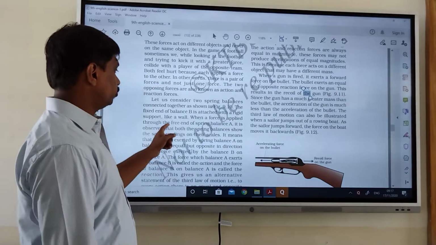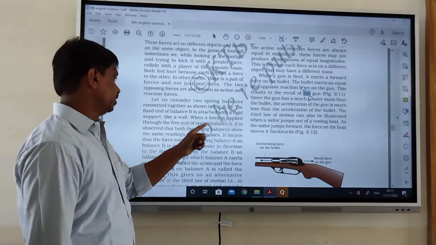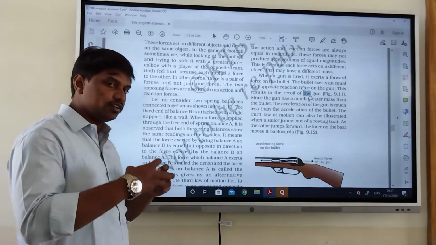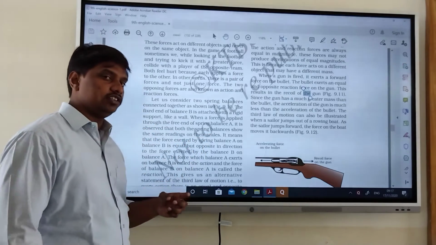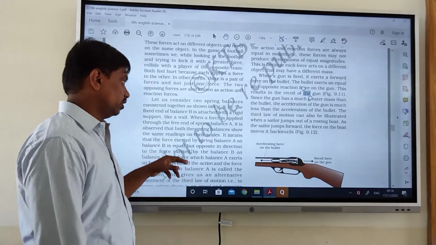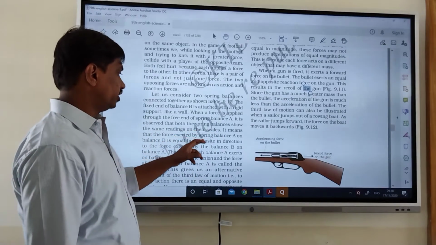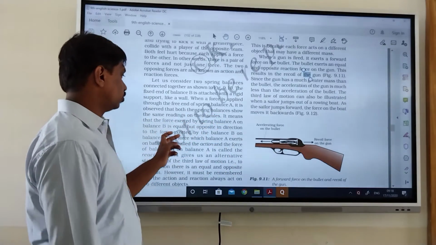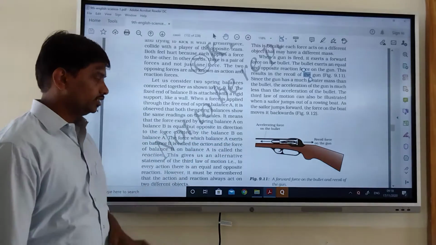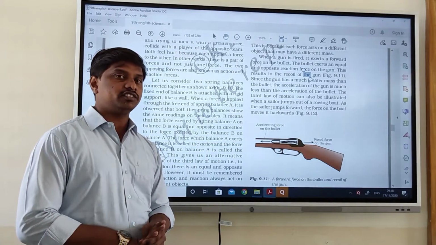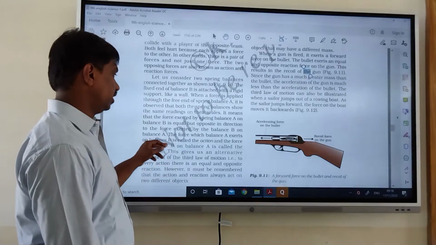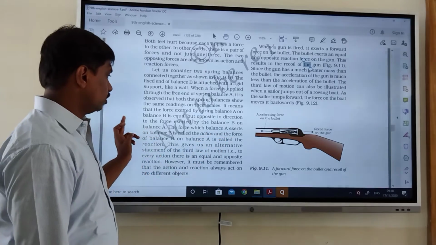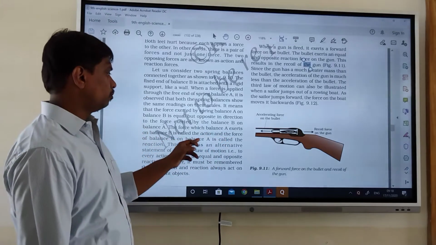When a force is applied through the free end of spring balance A, it is observed that both spring balances show the same readings on their scales. It means that the force exerted by spring balance A on balance B is equal but opposite in direction to the force exerted by balance B on balance A. The force which balance A exerts on balance B is called the action, and the force of balance B on balance A is known as the reaction.